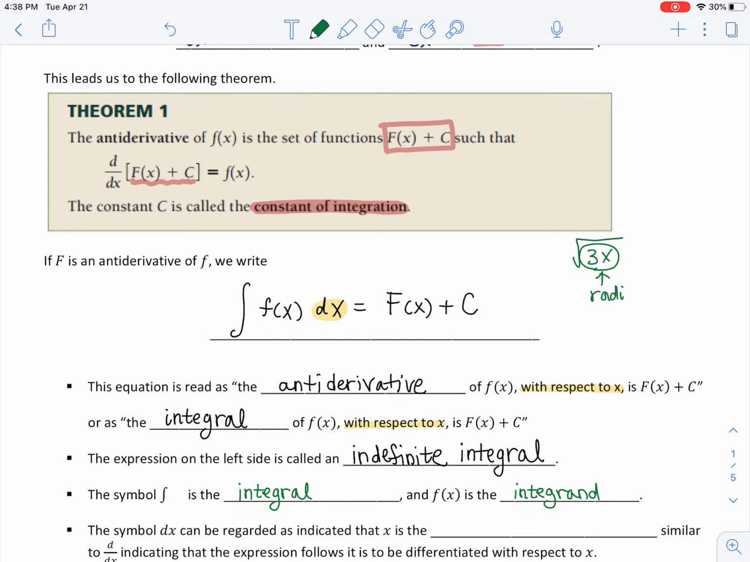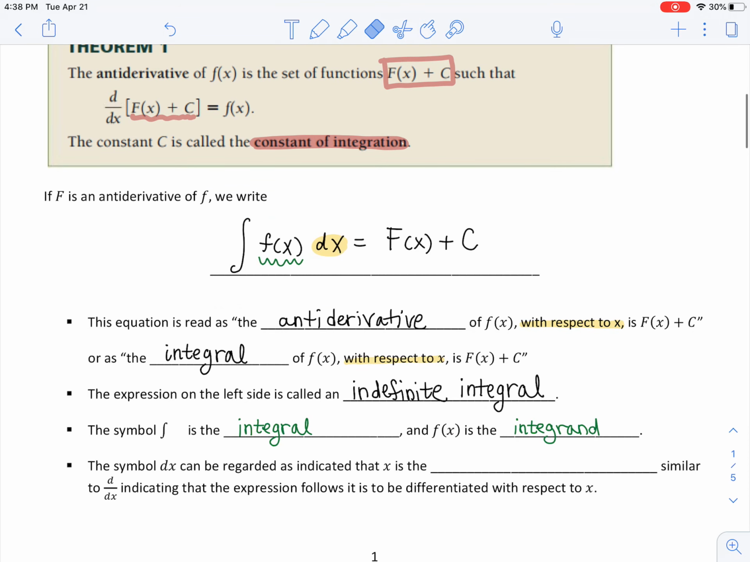Is the integral. And f of x is the integrand. Like, you know how you have something inside the square root, like 3x inside, we called it the radicand, right? So f of x, what we have inside, we call that the integrand. Okay, all right, so just going over what these are.